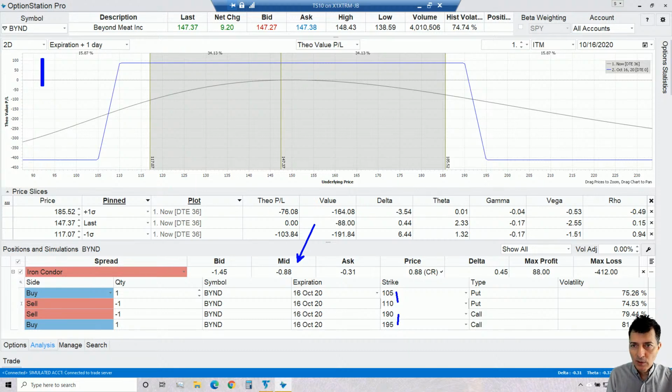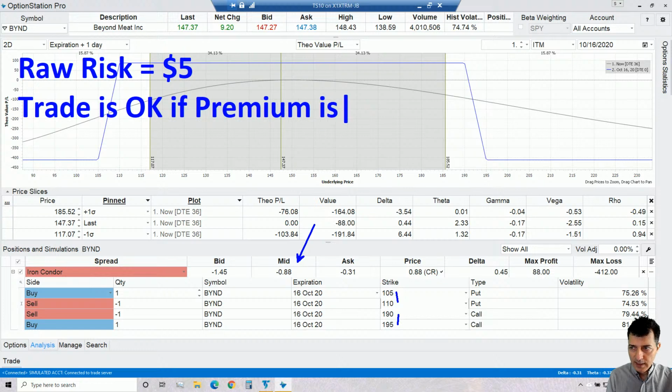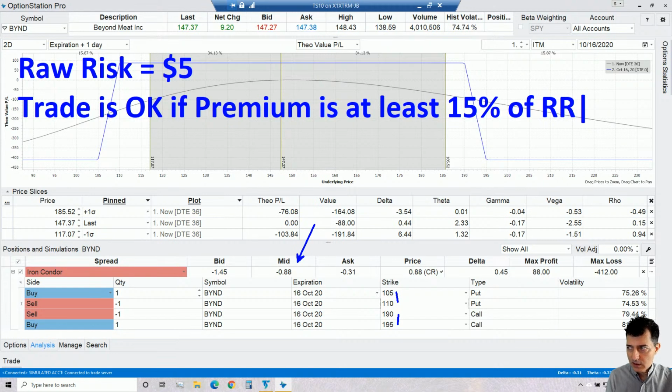And the rule that we use is that given our raw risk, which is $5, our rule is trade is okay if premium is at least 15% of raw risk. Okay, that's the rule. So how much is 15% of 5? Where 15% of 5 is 75 cents. Okay, and currently it shows us the midpoint being 85.